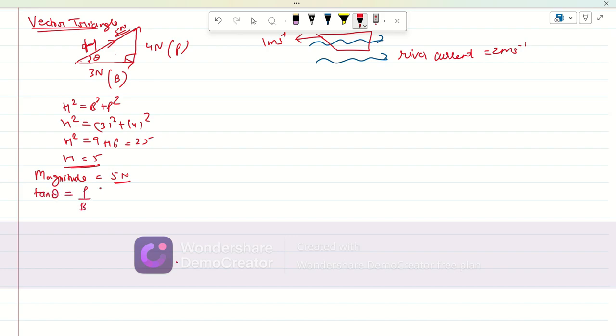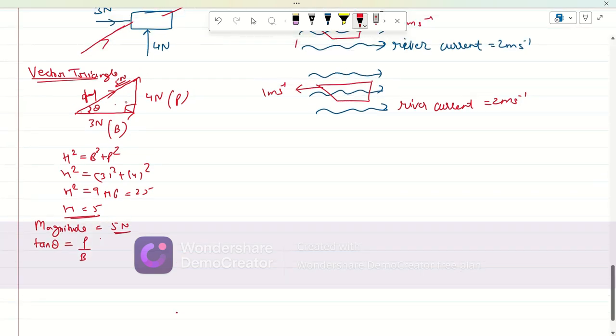Now students get confused about what to take as perpendicular and what will be base. The side on which two angles are lying, see here 90 degrees is lying and here theta is lying, that you will consider as base. So here perpendicular is 4 and base is 3.